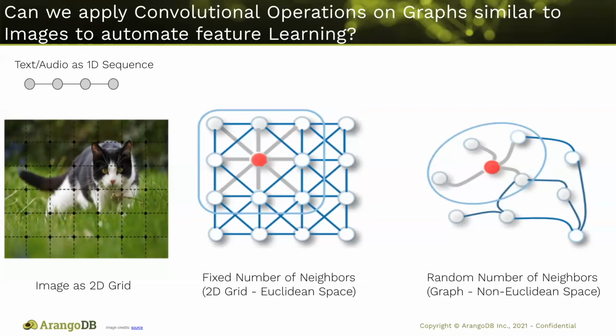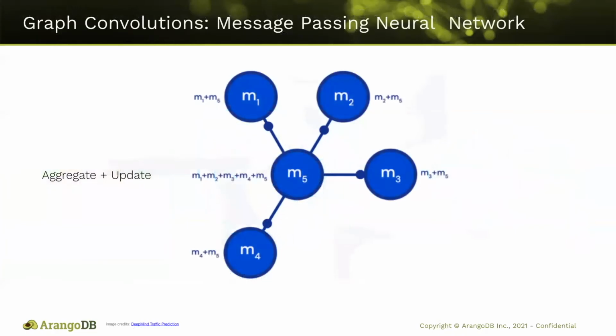Also, another important point to note here is that in a 2D grid, there is a fixed ordering of neighbors, whereas in the graphs, the order of the neighbors of a target node is arbitrary, and this property is known as the permutation invariant property. In graph convolutional networks, the convolutional-like operation is represented as a two-step process, that is aggregate and update. We aggregate the features from the neighborhood of a node and then update the target node features with these aggregated features.